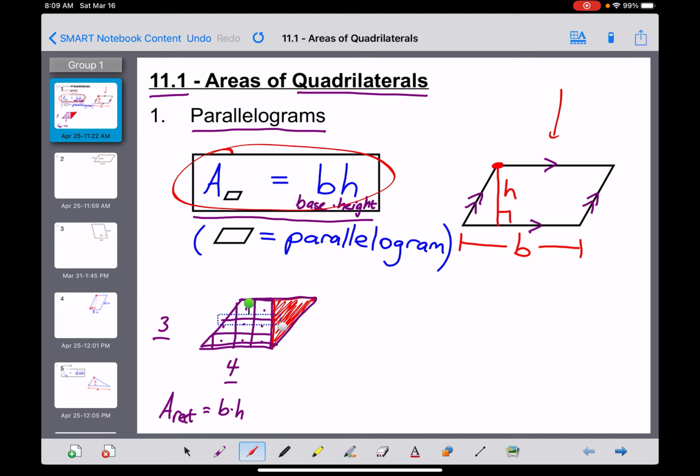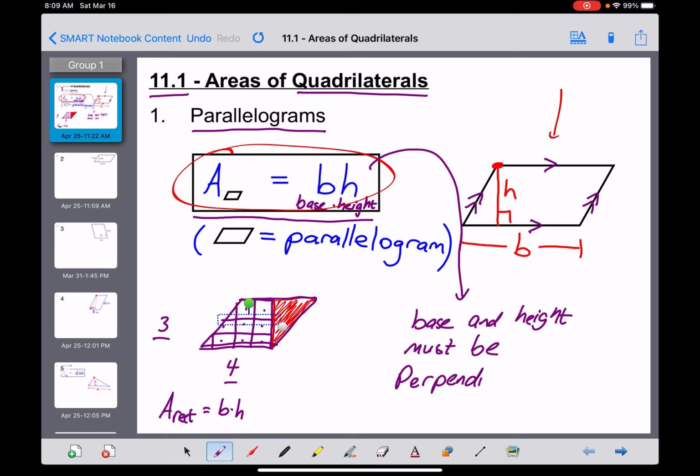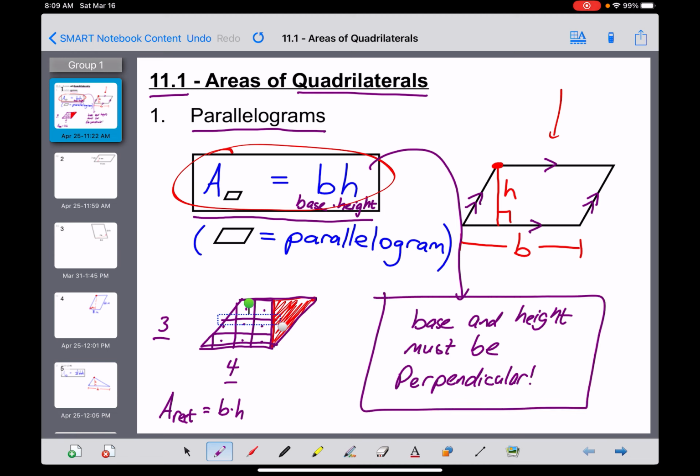However, there is one really important idea that we need to get, and I want to make sure that you guys have this in your notes right here. And this statement we're about to write is going to be true pretty much through all of chapter 11, and that is going to be that base and height must be perpendicular to each other. There you go. Base and height must be perpendicular.